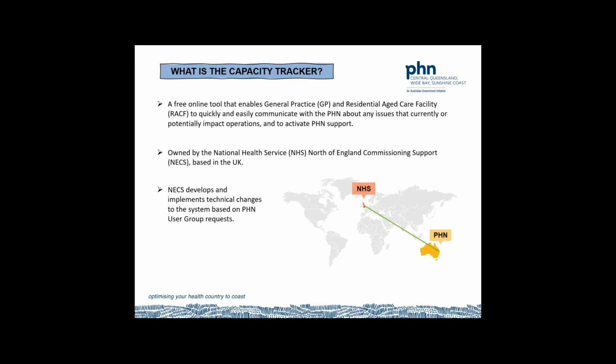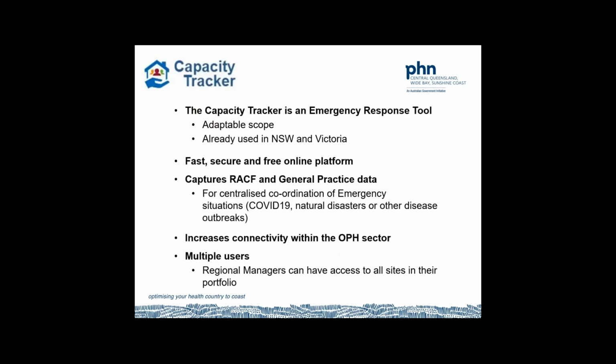So as you can see on the little picture there, there's a link between the NHS in the UK and our PHN here. This tool is owned by the National Health Service's North of England Commissioning Support based in the UK. And next are the developers. They implement all the technical changes to the system that we request. There are a number of PHNs throughout Australia already who are utilising this tool, and we do meet together monthly as a user group, and we go through any technical changes or content changes that we'd like to see to the tool. So it is very much adaptable, and then those are passed back to next in the NHS so that the changes can be made.